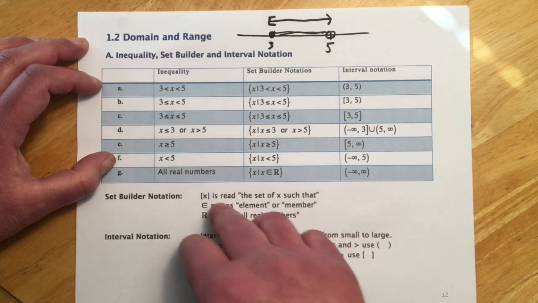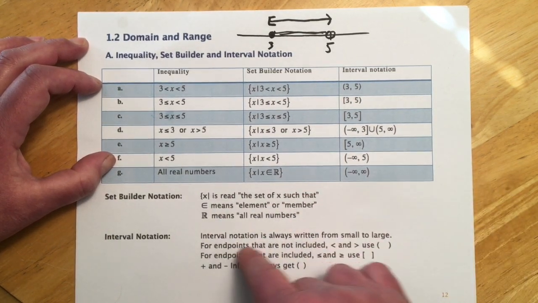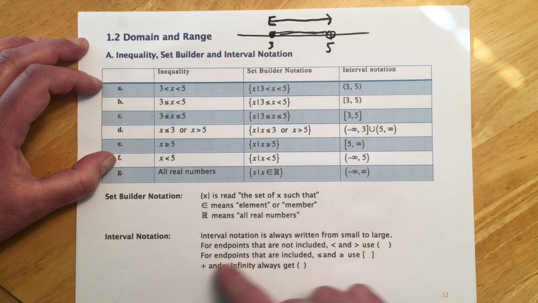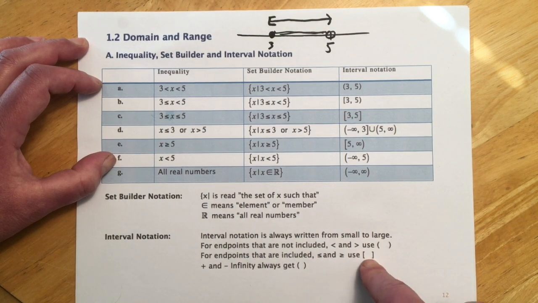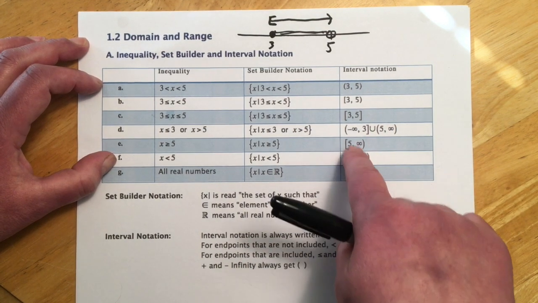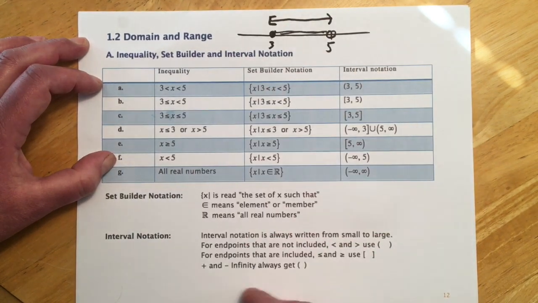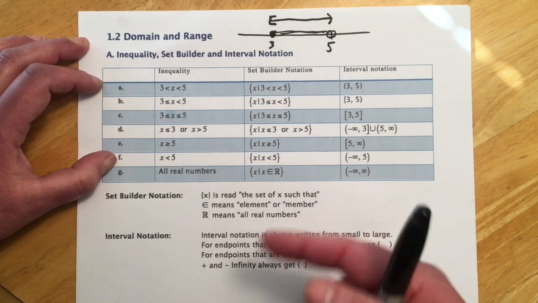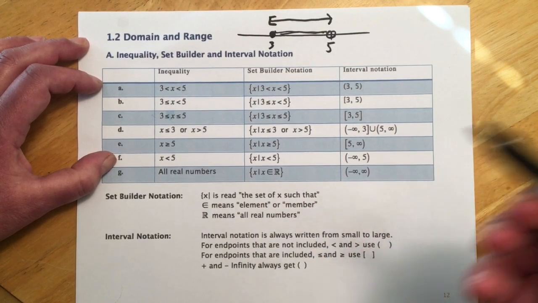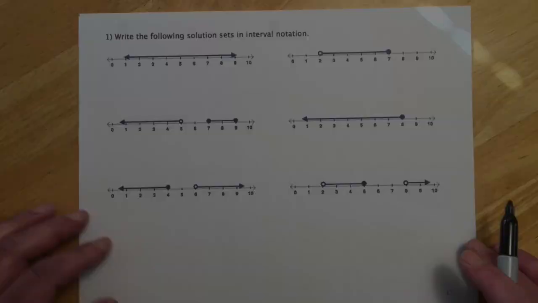Interval notation, we always go small to large or left to right. Endpoints that aren't included, we use parentheses. Endpoints that are included, we use brackets. And then we get to these infinities down here, and I'll show you those in the examples. We always use parentheses because you can't actually get to infinity, so you can't include it as an endpoint, because there is no end.